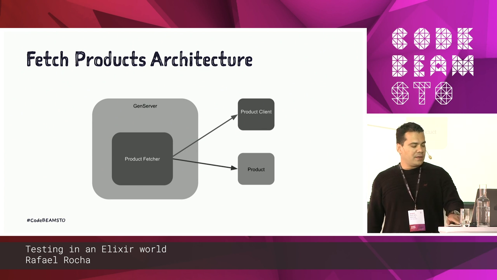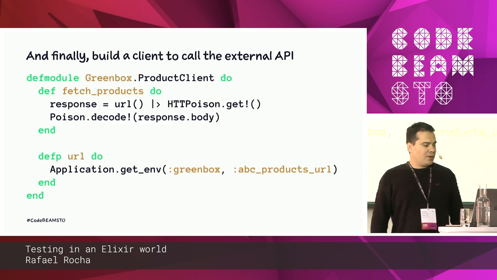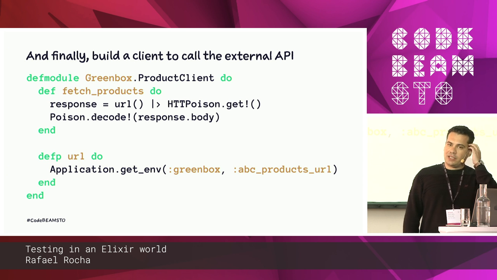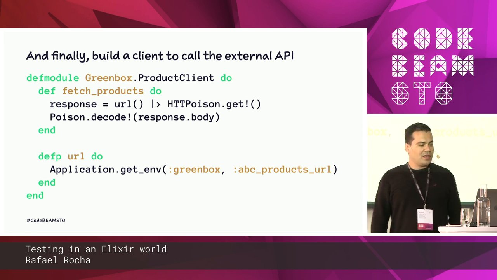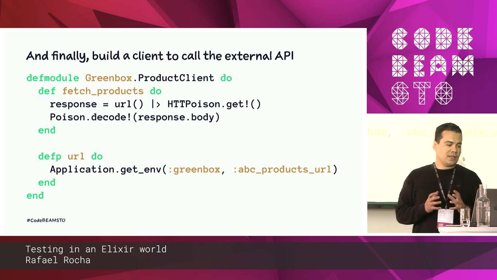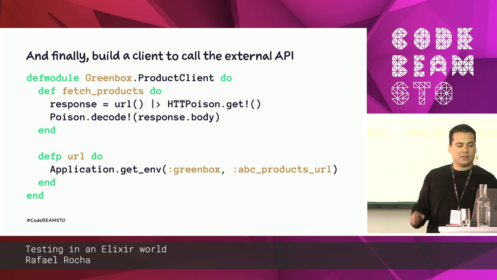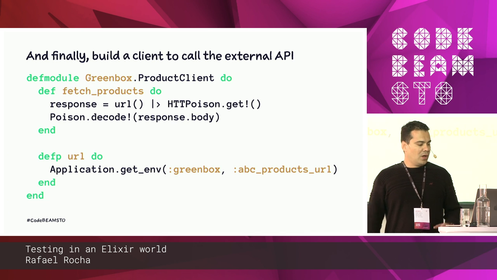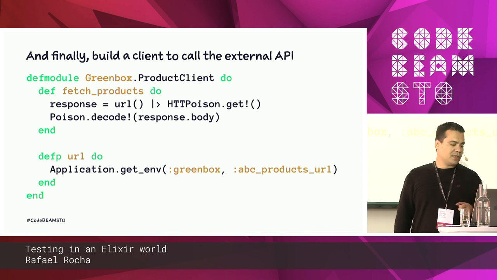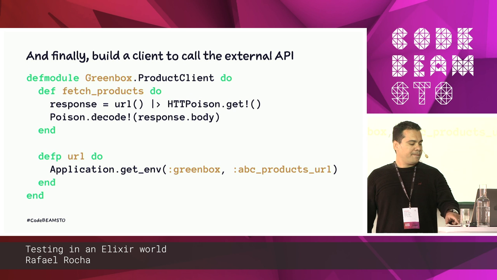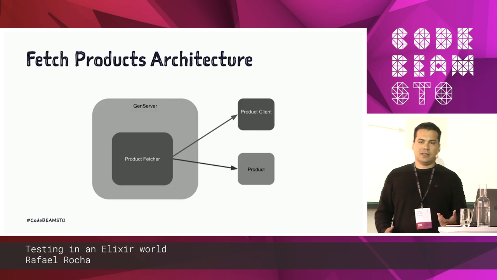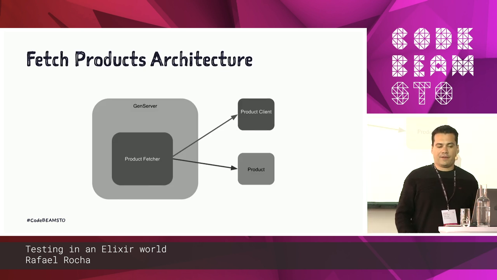OK, we need one more piece. We need a way to fetch these products from this external client. So we are going to wrap this into its own adapter responsible to fetch this external information. So we have here the public interface to fetch products. And that's done, right? We tested everything.